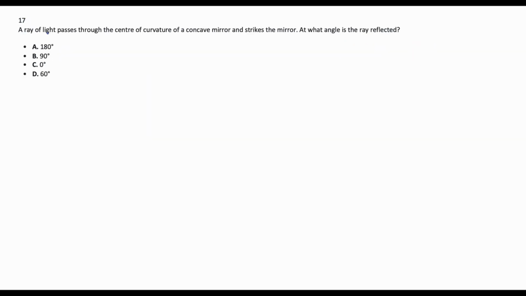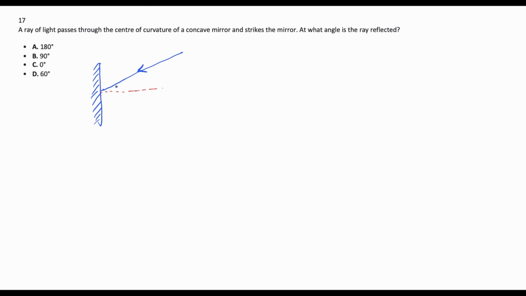Question 17. A ray of light passes through the center of curvature of a concave mirror and strikes the mirror. At what angle is the ray reflected? To understand the answer we'll be getting, let's first look at what happens when we have a reflection on a plane mirror. If we have our plane mirror here, and an incident ray coming in, such as this, how do we decide the angle of reflection? First we find the normal to this mirror, which is 90 degrees to the reflective surface itself.